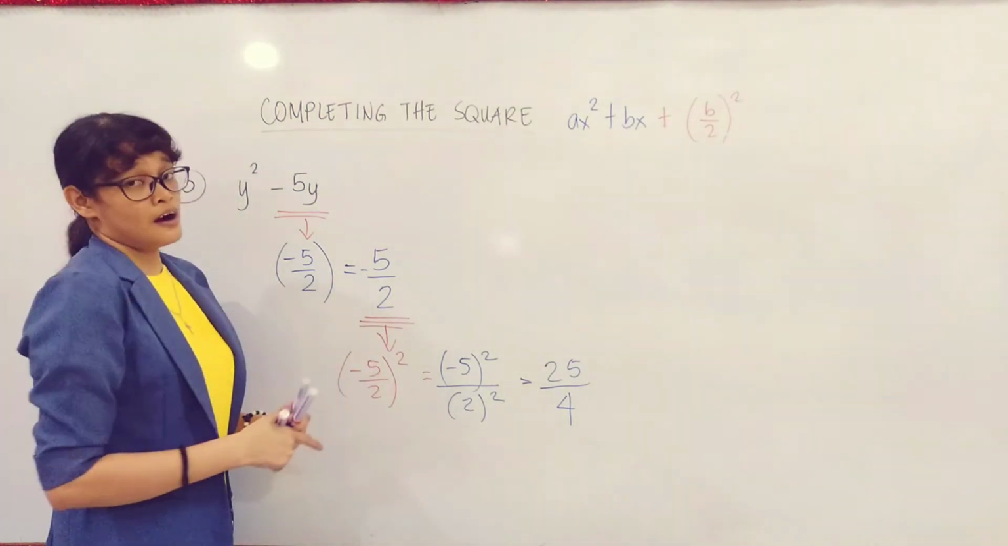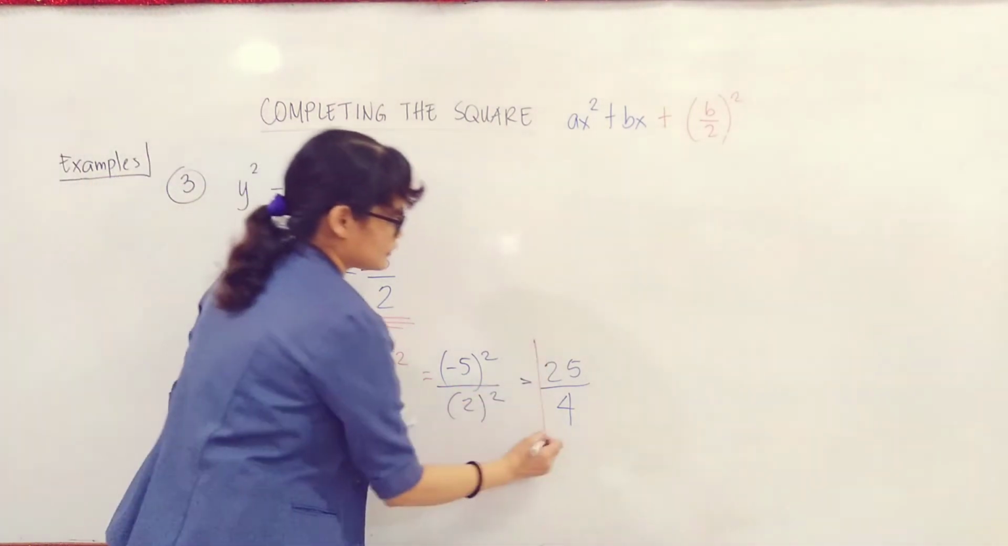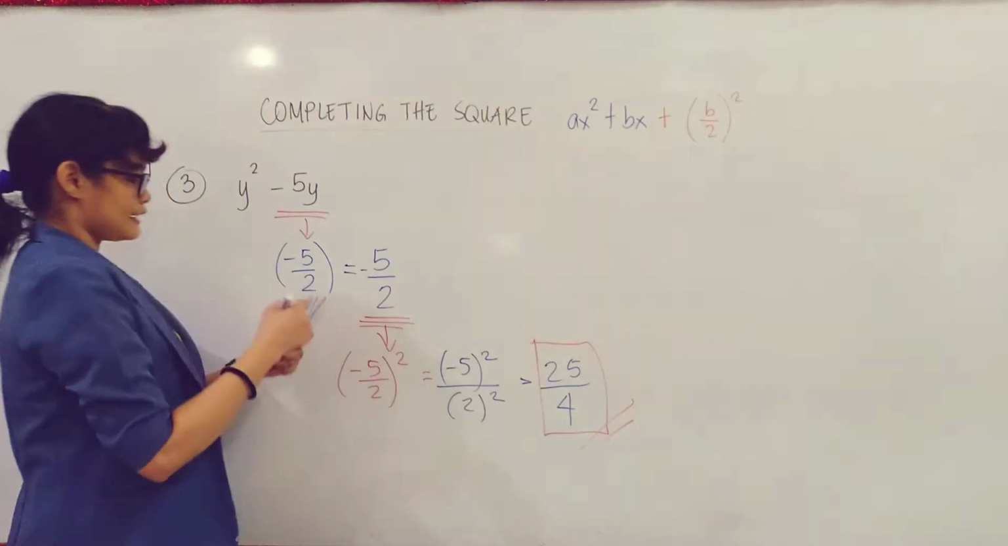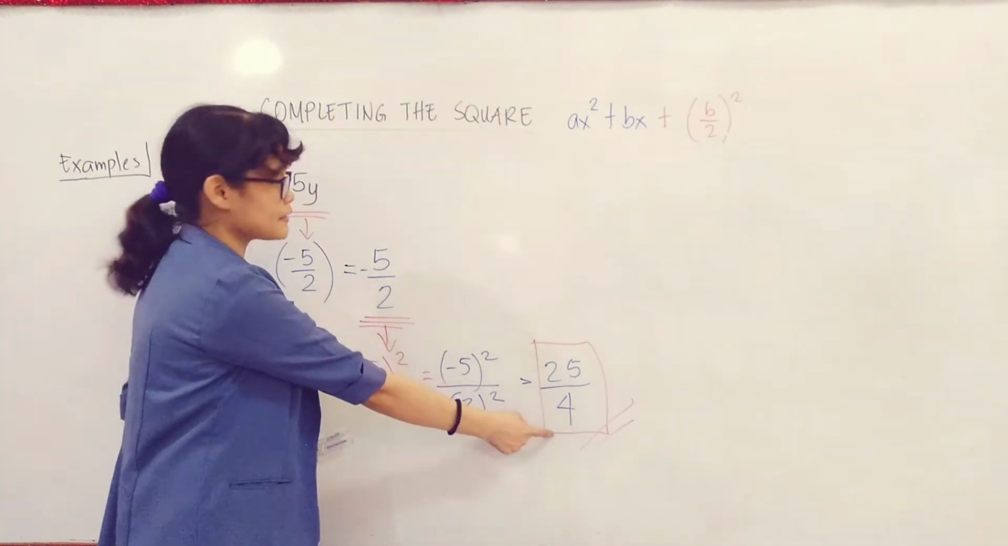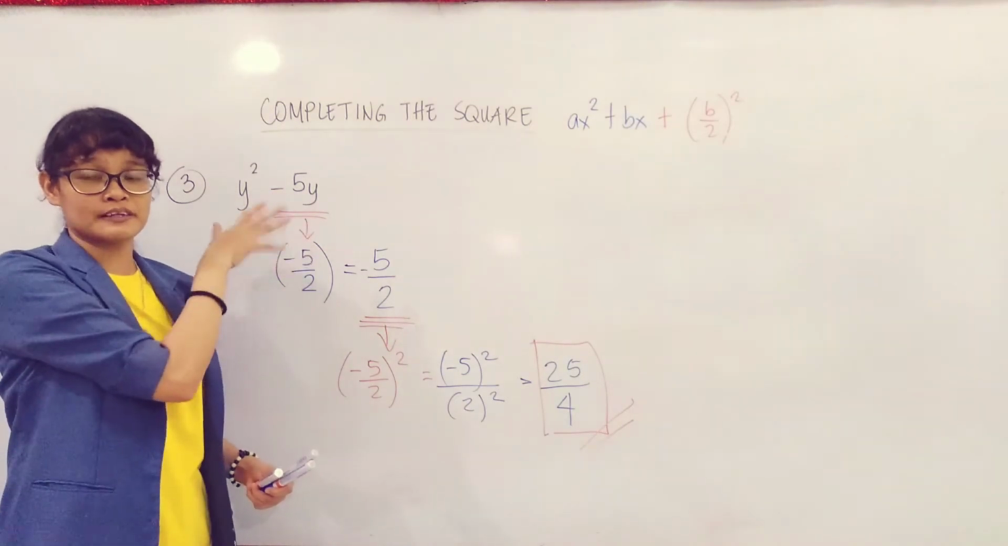Alright? So we're down to our last step. Ito na yung resulting number natin. So, ang gagawin na lang natin next ay, i-add natin itong number na to dito sa given na incomplete quadratic expression.